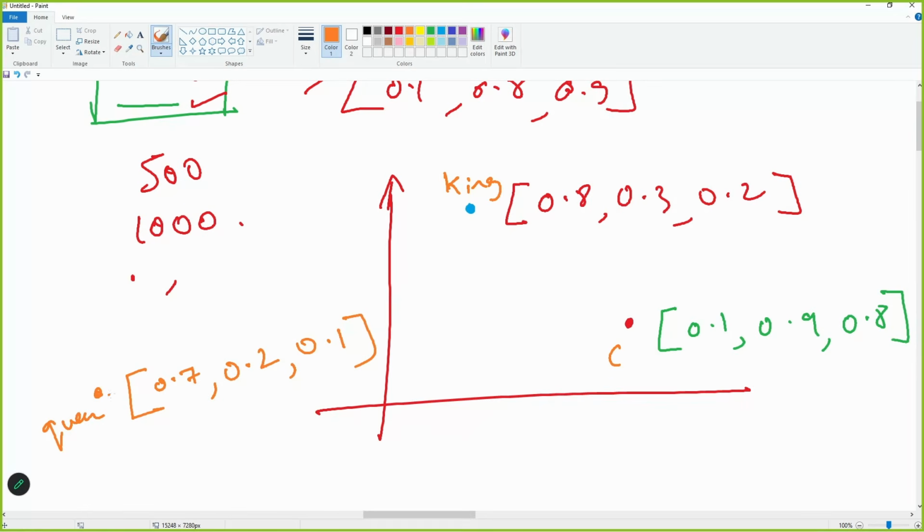The moment this new term comes into the picture, it will be compared with both of them, and it will be plotted closest to king. The moment a new term has come, it will be plotted somewhere on the map. Once it is plotted, distance will be calculated with all the different objects in the map, and the closest distance will be picked as the most similar item.